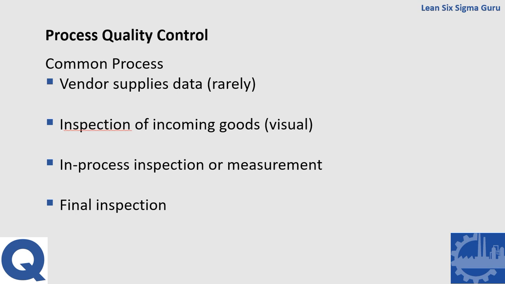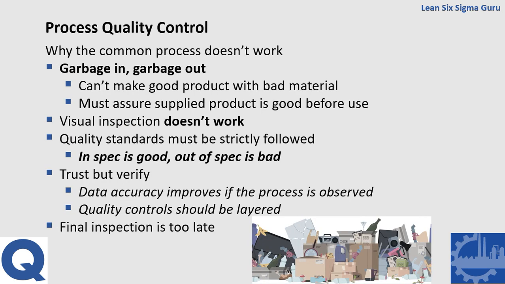We have some vendor supplied data. We have visual inspection of incoming goods. We do some in-process checks, and then we do final. When we have that normal process, it doesn't work. The quality results are invariably unsatisfactory. But these are some reasons why.